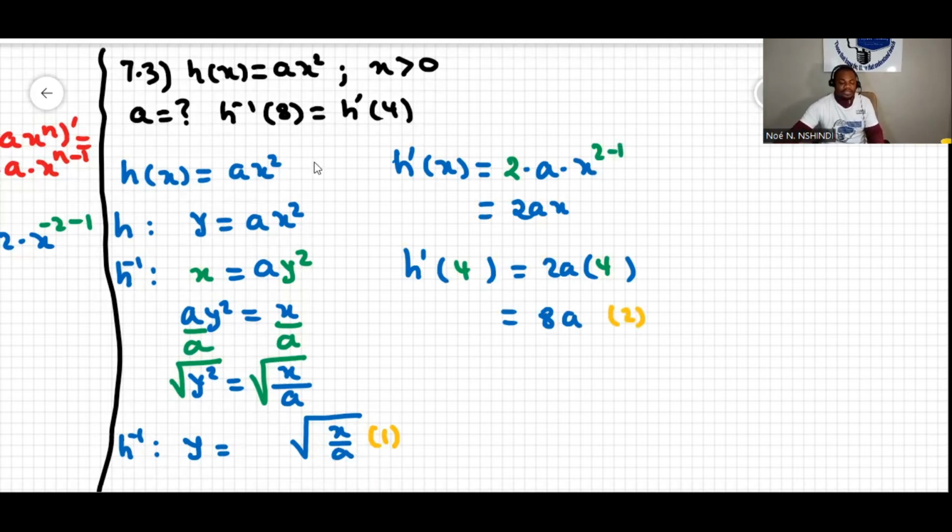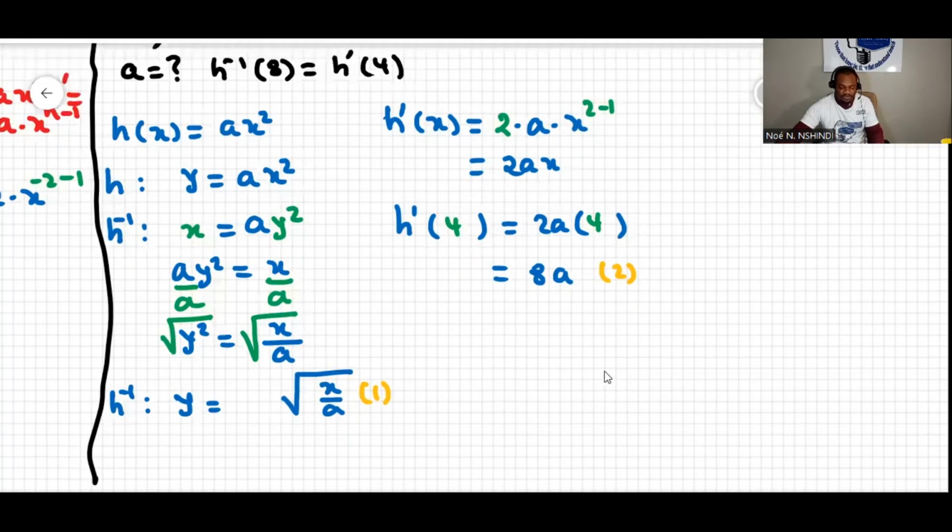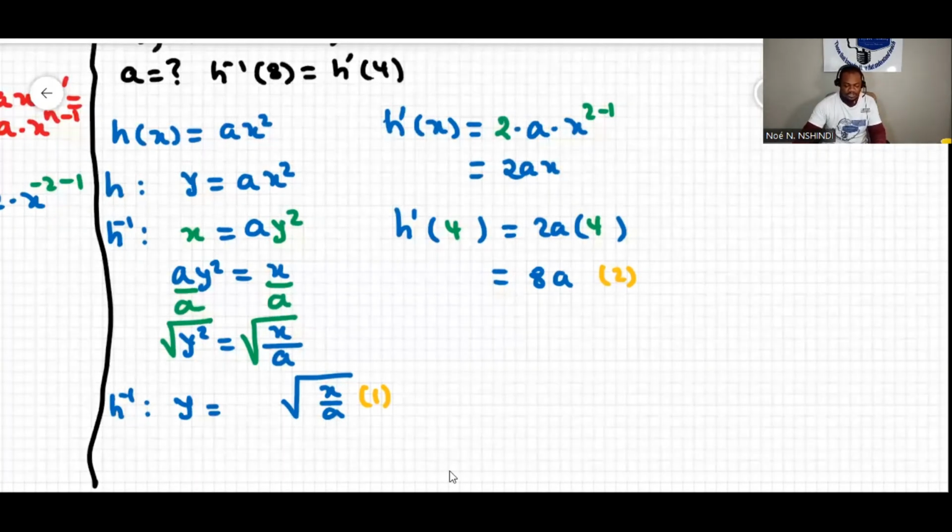Now, the question says h minus 1 of 8, okay? Now let's work it out also. I call this function 1, but I didn't substitute here. So h minus 1 of 8 will be what? y equal to square root of 8 over a. So that was equation or function 1.